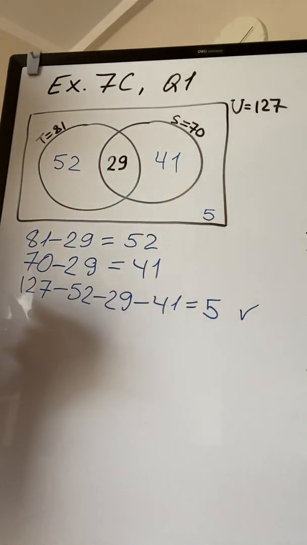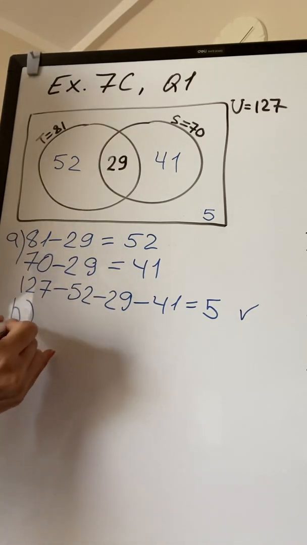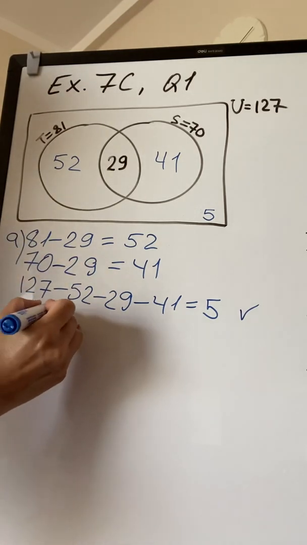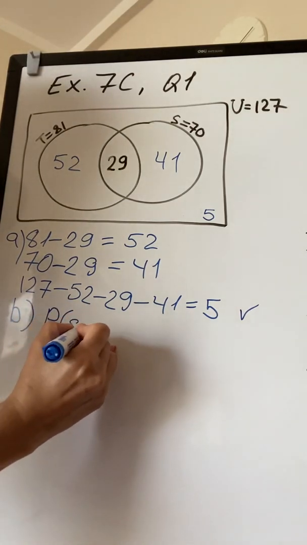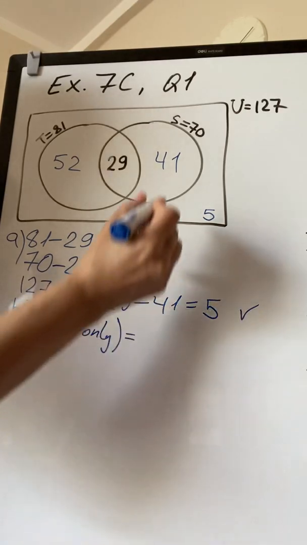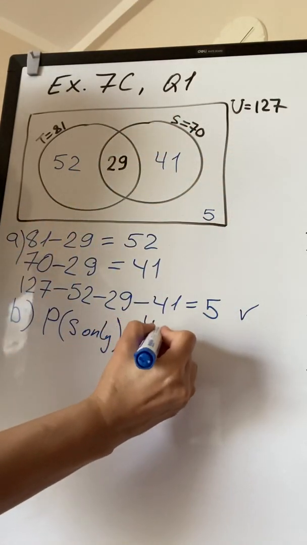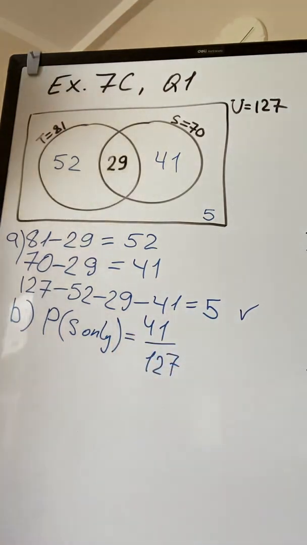And again, because we're talking about probabilities, I need the probability. So the probability of smartphone only will equal 41 out of what? Out of the total 127.